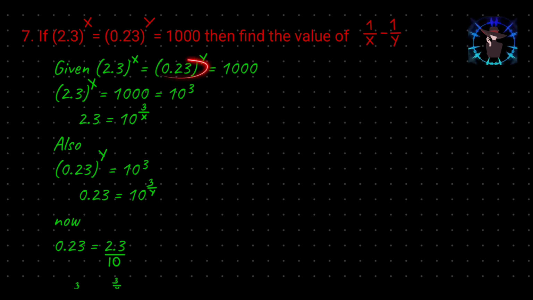Similarly, we'll take this one now. 0.23 power y equals 10 cube. Let's send this y again. It goes into the denominator. 0.23 is equal to 10 power 3 by y.